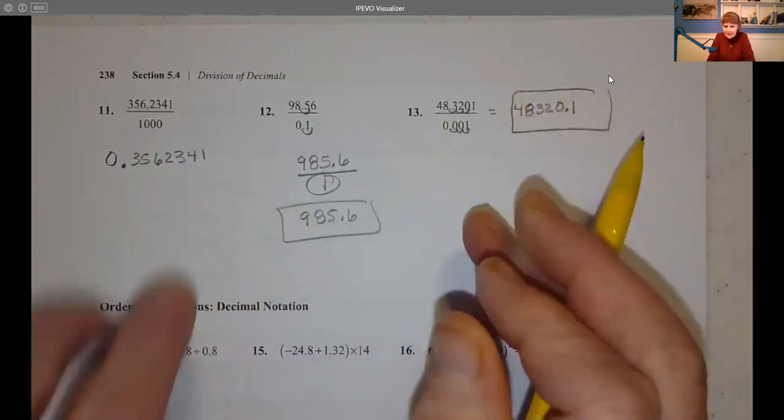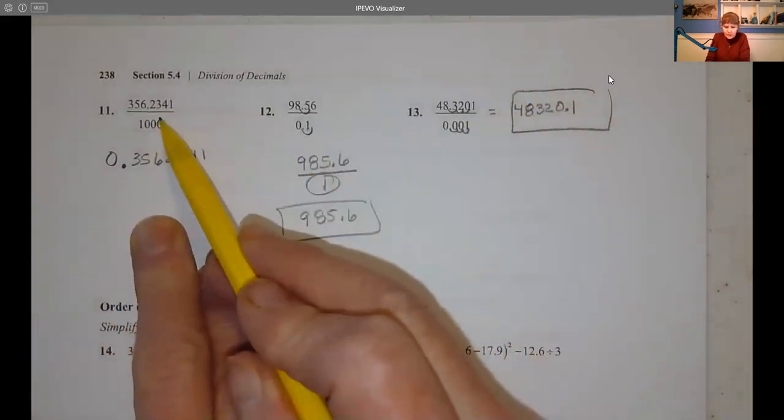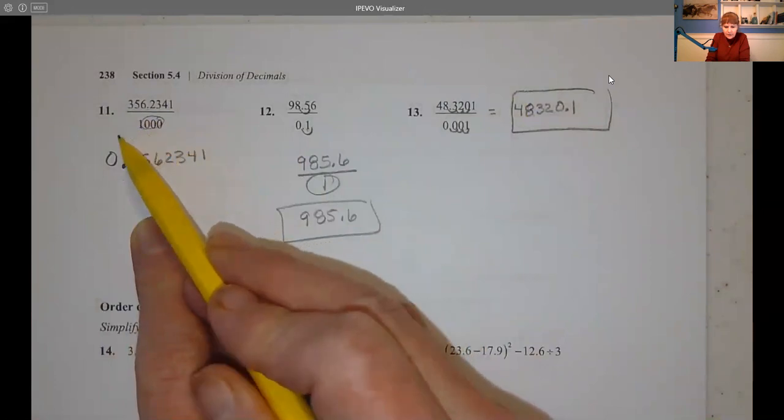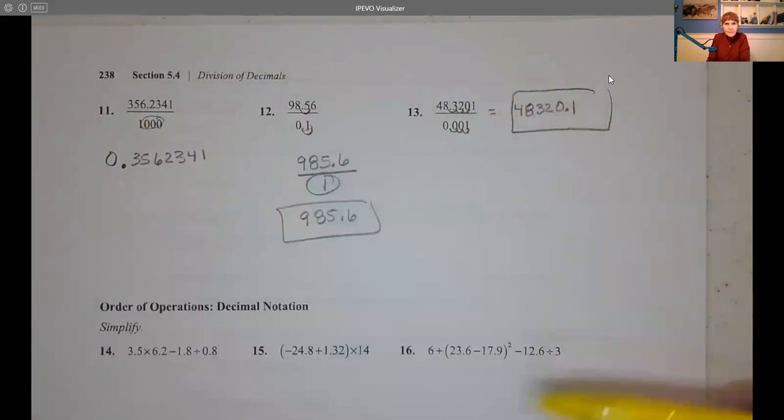All right, so that's the difference between these right here. Okay, so here you move it to the left 3 times because of 3 zeros. Here you want to create a 1, so you move it to the right. All right, just takes some practice.